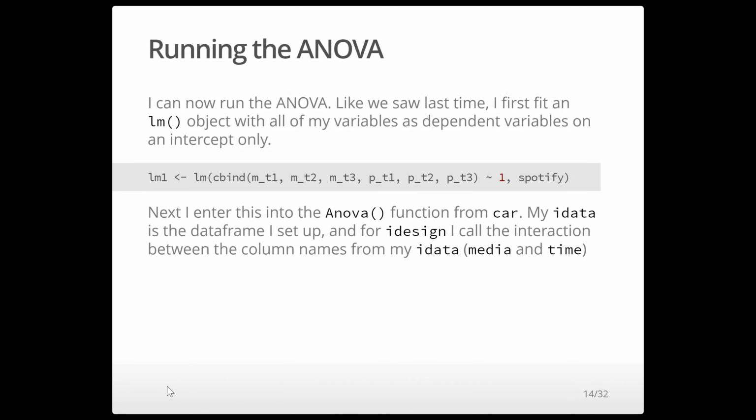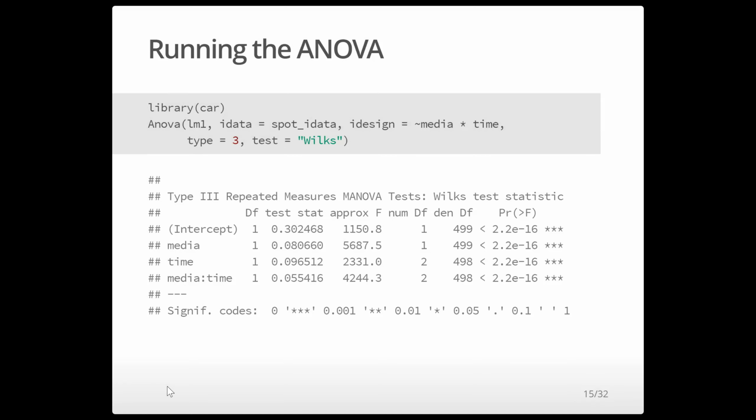So now I can run the ANOVA, and like we saw before, I first fit an LM object with all my variables as dependent variables regressed on an intercept. So just regressed on a 1. So next I enter this into my ANOVA function from the car package, that's the big A Anova, with my iData as the iData I set up. And then for the iDesign, I do tilde on the interaction between the column names for my iData. In this case, I name them media and time.